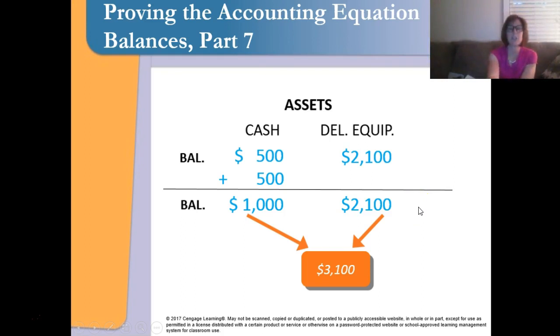Now let's look at what happened just on the asset side in terms of what our now total asset picture is. So we had $500 when we started this accounting period, if you remember from the prior transactions, and we now have an additional $500. So we have a total of $1,000 in cash at this point in our accounting cycle. We still have the $2,100 in delivery equipment from what we had purchased before. So we have a total of $3,100 in assets.